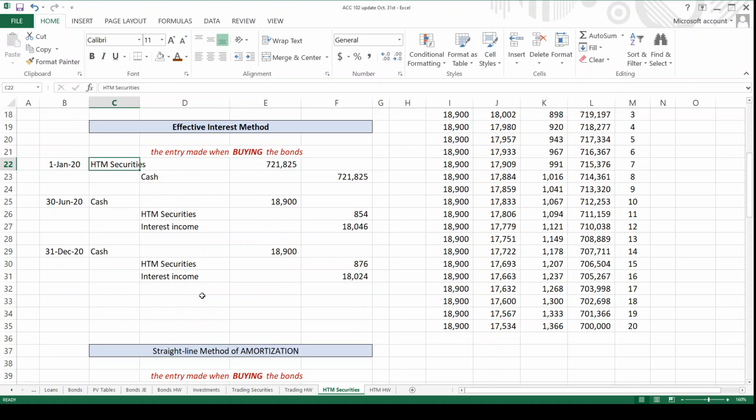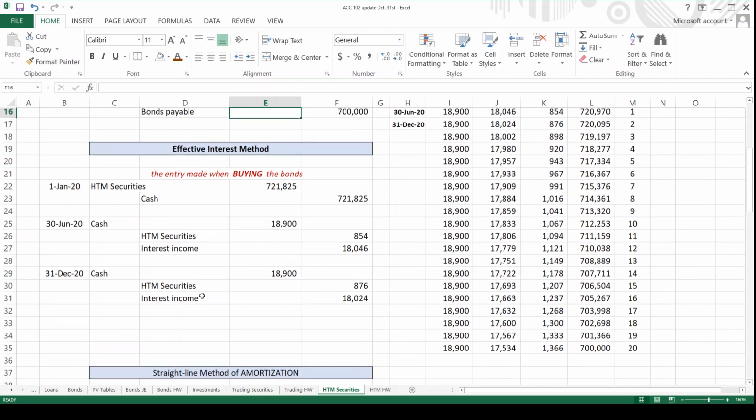HTM Securities. Okay, so that's going to be our asset account. Long term goes in the investment section. We credit cash. The observant student will note there is no bond premium account set up. The bond premium is baked into the asset amount here, 721,825. All right, so that's the difference between bonds being issued and bonds being purchased. There's no separate premium, and there won't be a separate discount account either.